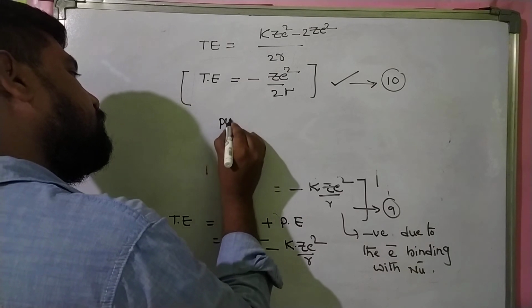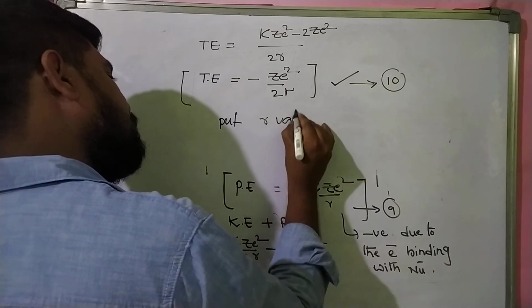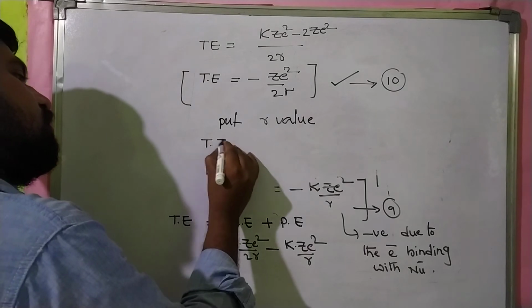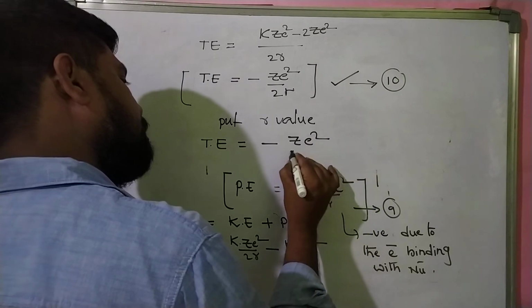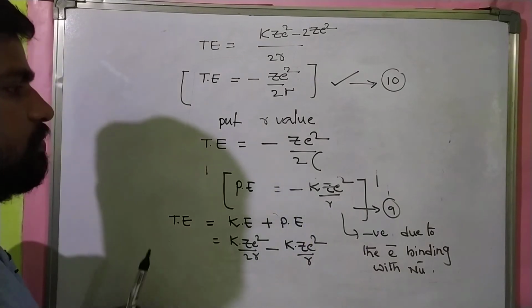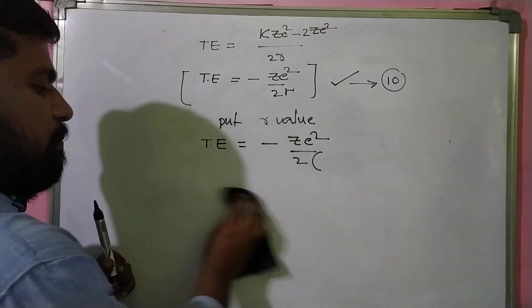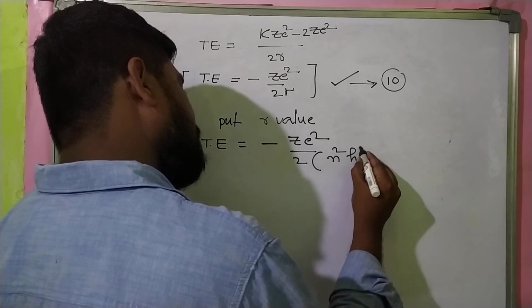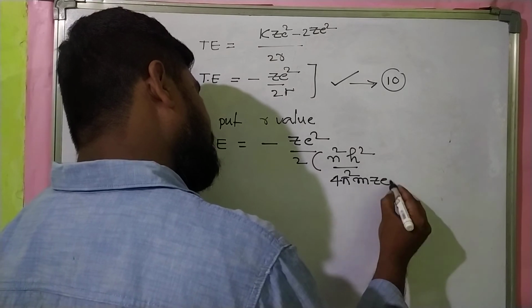Now put the R value. Here R is the radius. Put the R value in the above equation, and we get total energy equal to minus Ze square by 2R. So what is the R value? Please respond. What is the R value? n square into h square by 4 pi square m z e square.